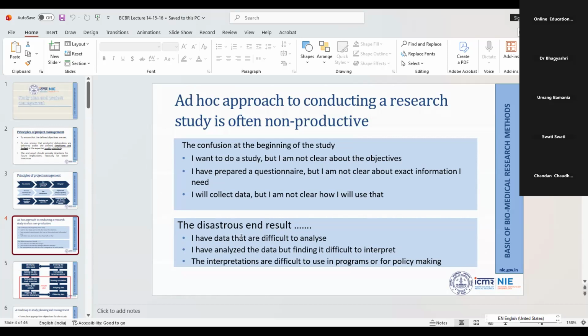Like I have data that are difficult to analyze. So the data is already with you, but it is collected haphazardly, so it is difficult to analyze. Now you have analyzed data, but find it difficult to interpret, and with interpretation difficult, the use of data is also difficult.